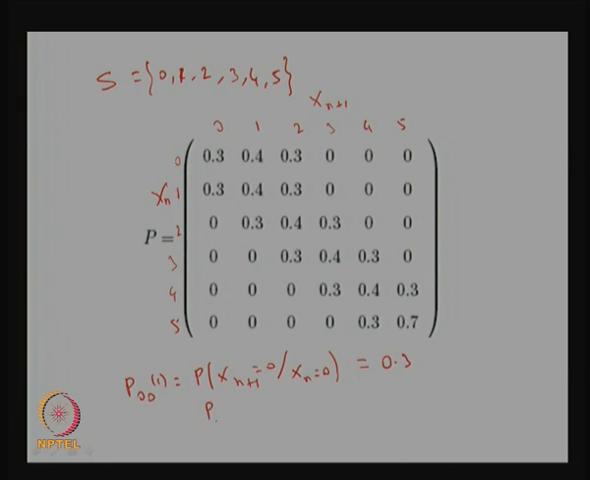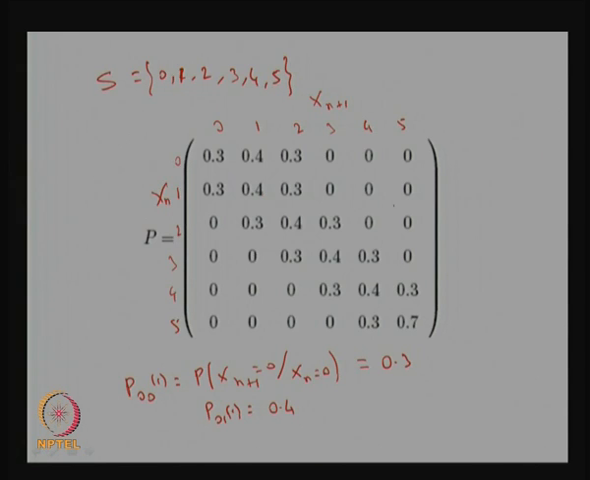Whereas, P01 in one step, the same way you can write the probability that X n plus 1 is equal to 1 given that X n is equal to 0. That is possible when the nth person leaves no one in the system, and when the n plus 1th person leaves one person in the system, that means during his haircut one person entered the system. That is possible with probability 0.4. Similarly, from 0 to 2 in one step, that is 0.3, with 2 arrivals taking place during the n plus 1th person's haircut.